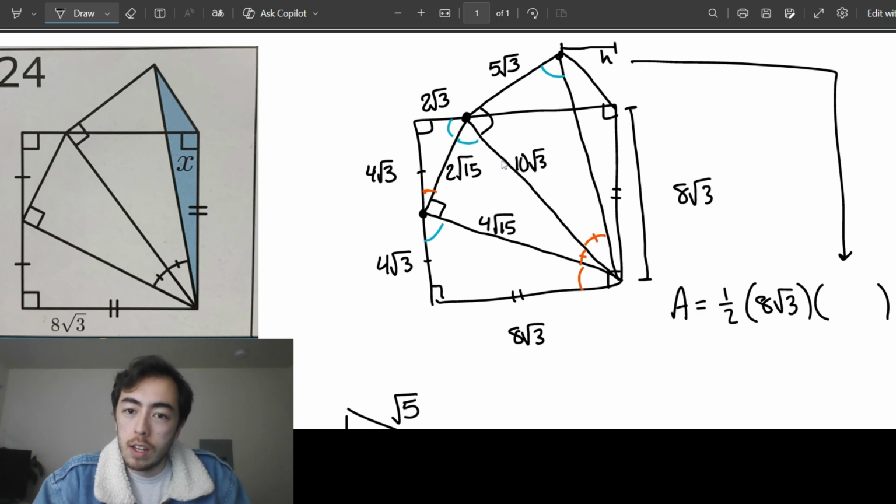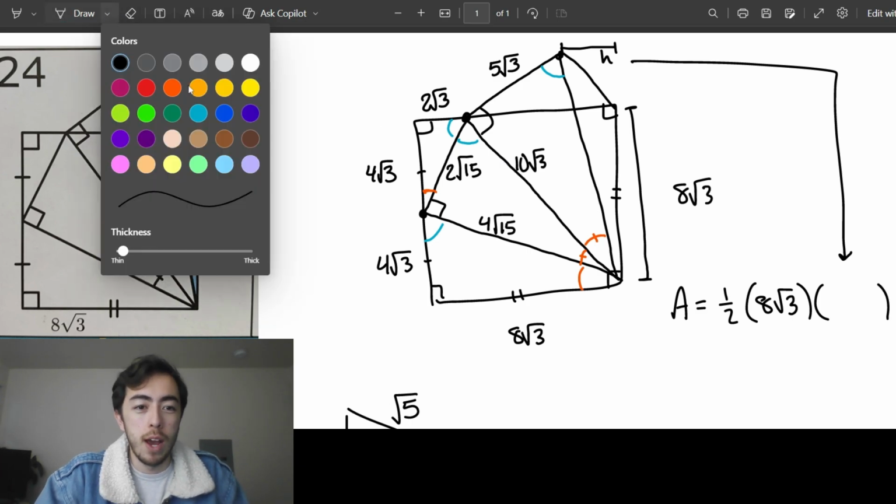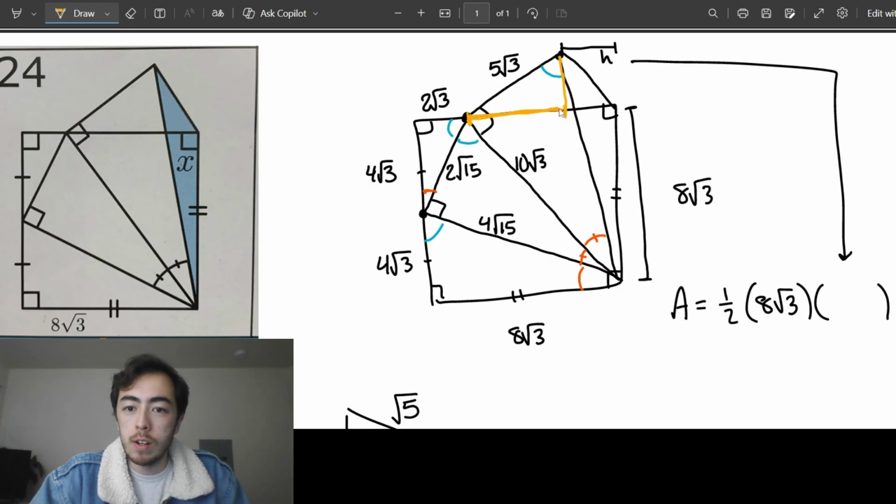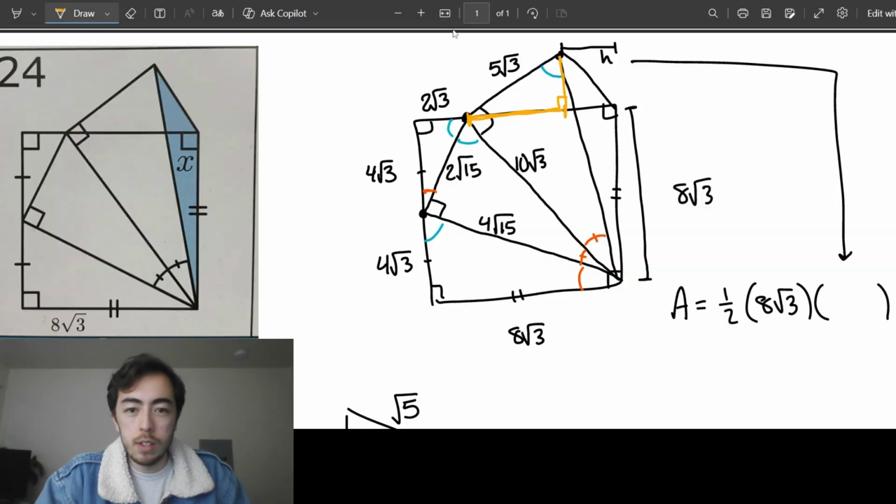And you know what? I think I'm going to break my pattern just a little bit. I'm noticing here that if I figure out this base of this right triangle right here, then I will actually get to know this height, right? Because I have information about this 2 root 3. And if I know this length, then I can figure out this one because I know the whole length is just 8 root 3. So I want to take a look at this triangle right here.